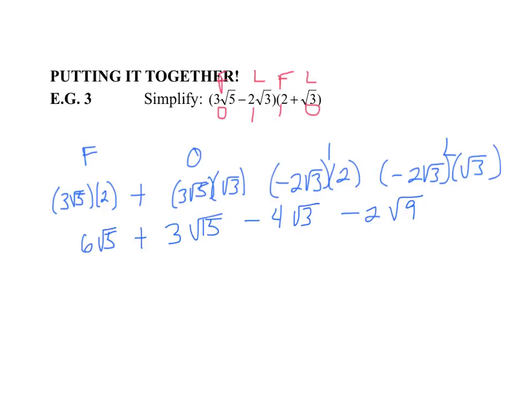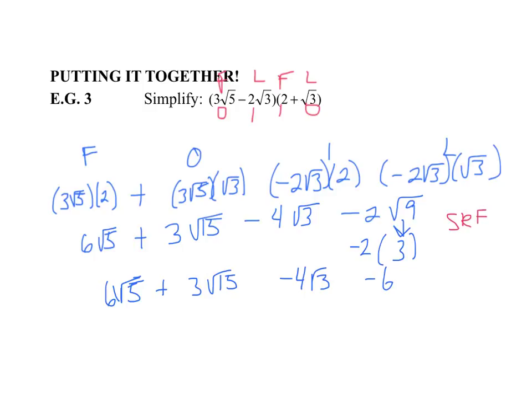Now we simplify radicals. After you multiply, you always have to simplify radicals. 5 is already small. 15 does not have a square number in it. 3 is already small, but square root of 9 is 3. And that's multiplying to the minus 2. So this really becomes minus 6 here. I'm just going to bring down my work. Okay, so that was doing an SRF step here for each term.